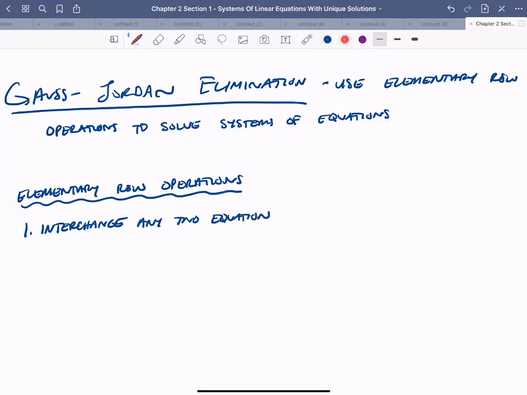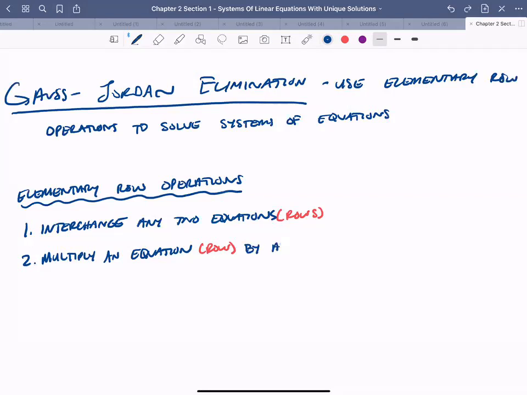And I'm also going to add, instead of equations, we're going to say rows. So we interchange any two equations, but we're going to use the word rows as well, and you're going to see why in a little bit. Another thing we could do is multiply an equation, or again, a row, by a non-zero number.